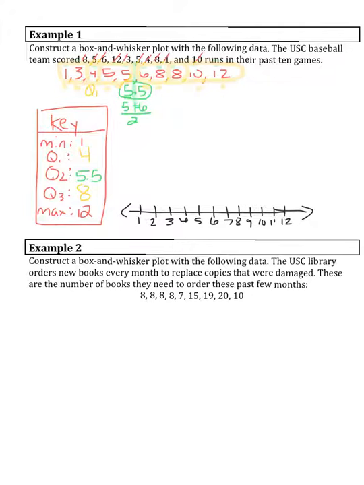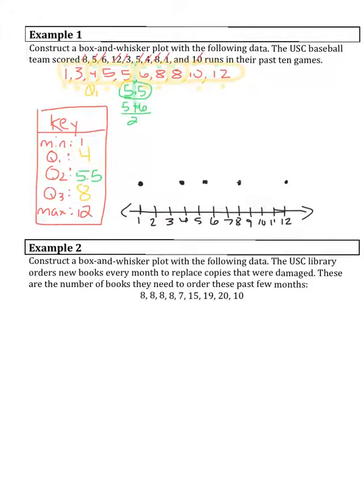All right, great. So our 5 key values are all going to be points above this number line. I'm going to try to line them up. So 1 is a key value. 4 is a key value. 5.5 will be right between 5 and 6. Put a little dot there. That's a key value. 8 is a key value. And 12 is a key value. Okay, so there's your 5 key values.